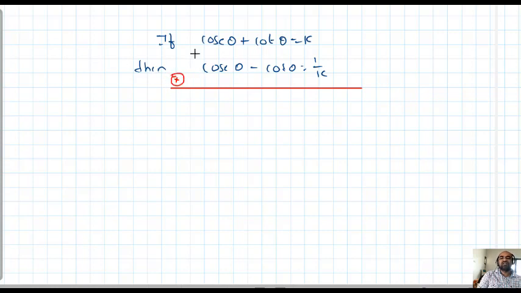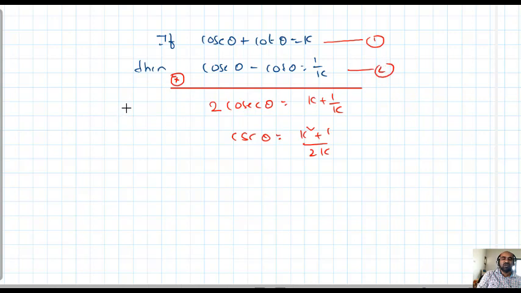What will we get? We will get 2 cosec theta, which equals k plus 1 by k, or cosec theta equals k square plus 1 by 2k. This is equation 1, and say this is equation 2. How did you get it? 1 plus 2 gives this. Directly from this you can find sin theta, and from that you can find cos theta.